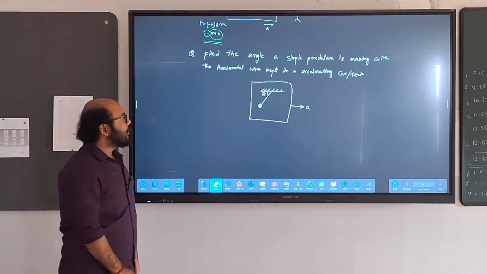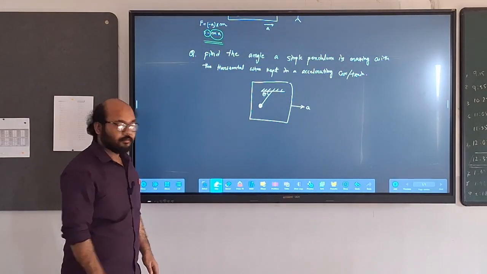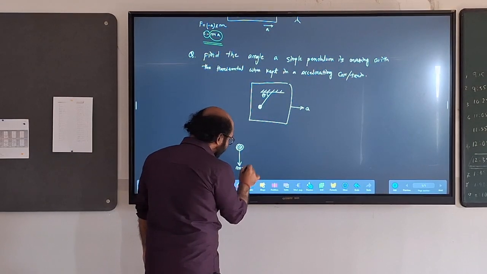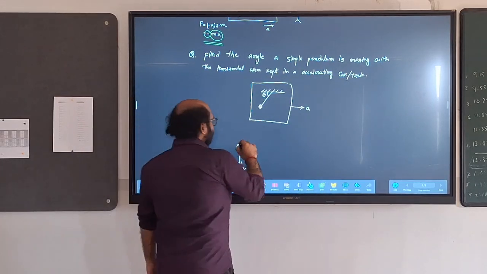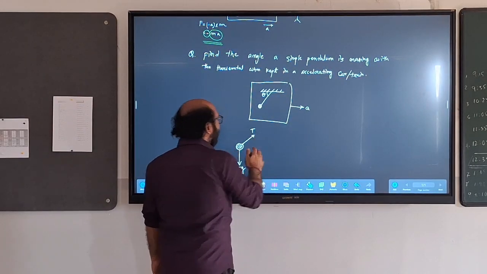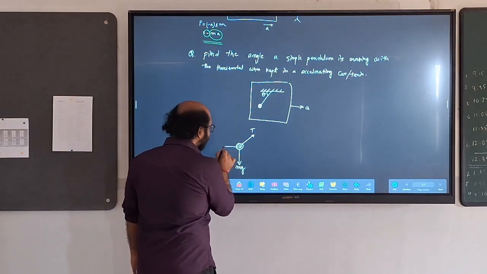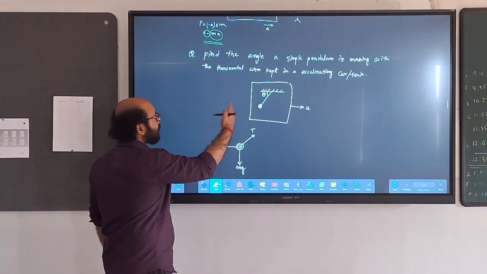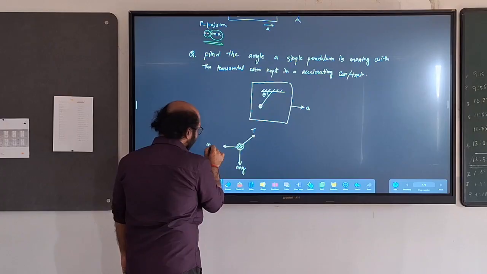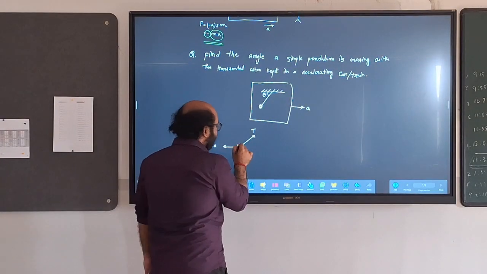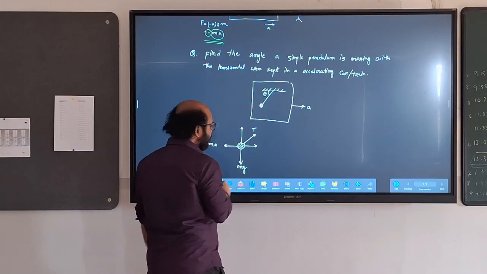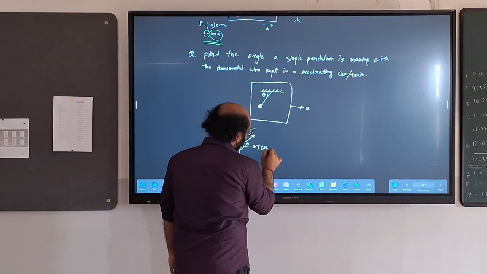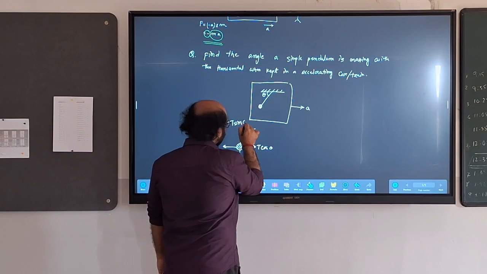Now, let us make the free body diagram of the bob. Gravity will be acting downward. The tension will be acting along the string, and there is one more force, the pseudo force, opposite to the acceleration, that is ma. Now let us break the tension into components. If this is theta, so T cos theta, T sin theta.